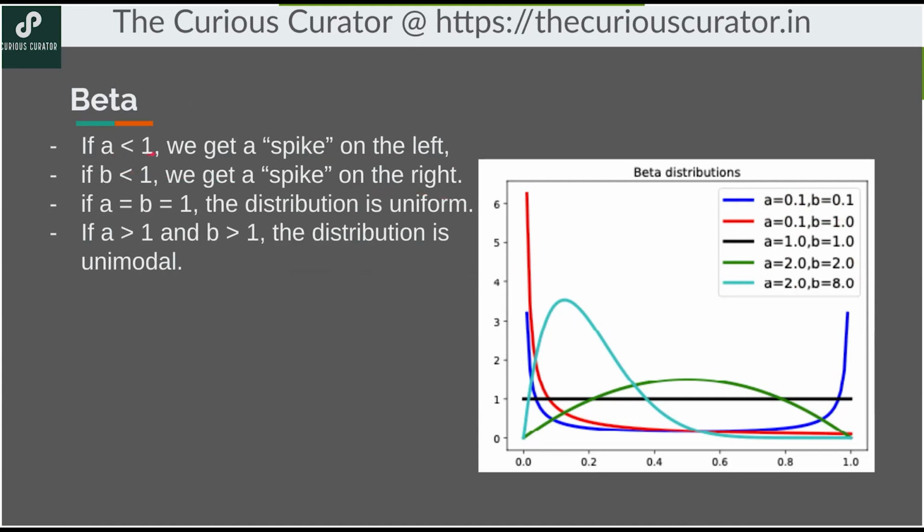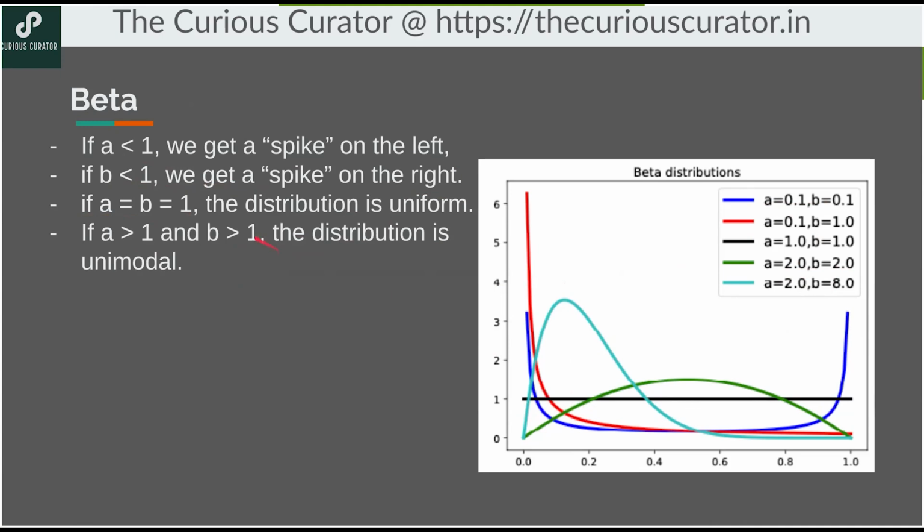So if A is less than 1, you get a spike on the left side. If B is less than 1, you get a spike on the right side, which is the case for the blue one, right? And when A equals B equals 1, you get a uniform distribution. And when A and B are greater than 1, the distribution is unimodal. And based on the proportion of A and B, because these are pseudo counts of two events, you will find a peak where that proportion lies. So the mode will be something like that. So this is the behavior of the parameters of the beta distribution.